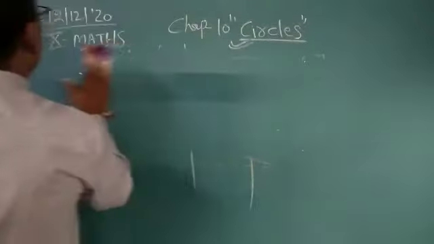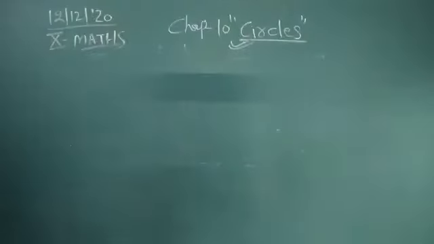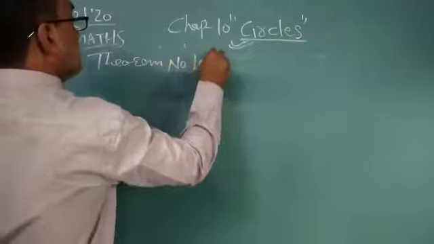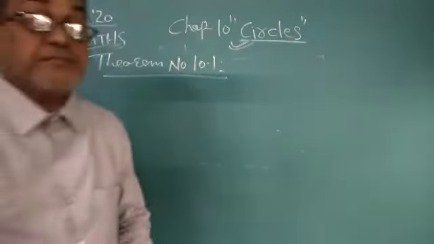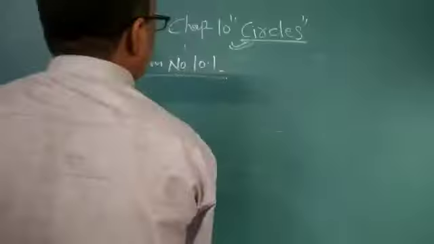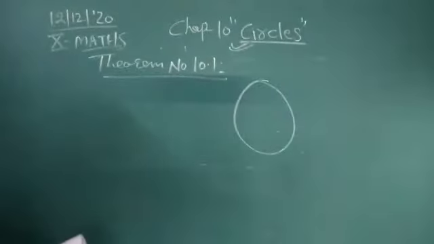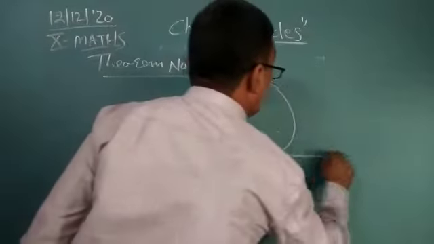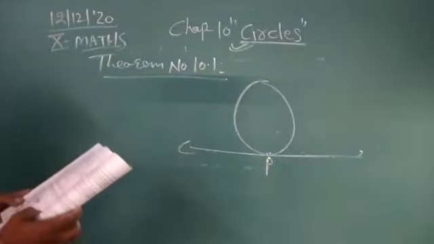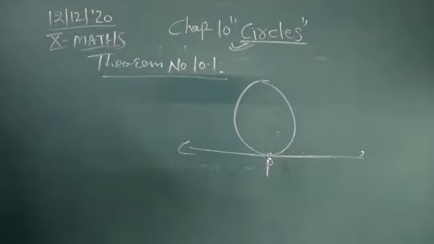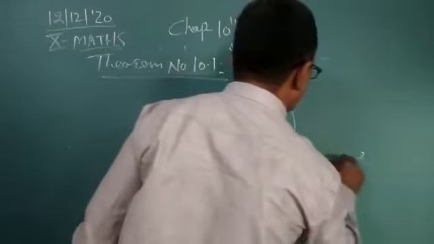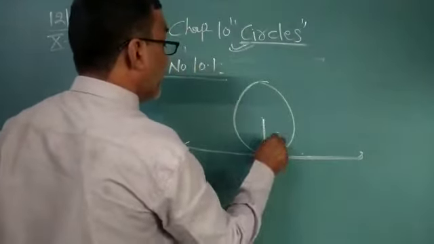By using these definitions, I will introduce you to theorem number 10.1. Now what is theorem number 10.1? The tangent at any point of a circle is perpendicular to the radius through the point of contact. Suppose this point is P, the point of contact. Suppose this is a radius. So the tangent at any point is perpendicular to the radius at the point of contact.